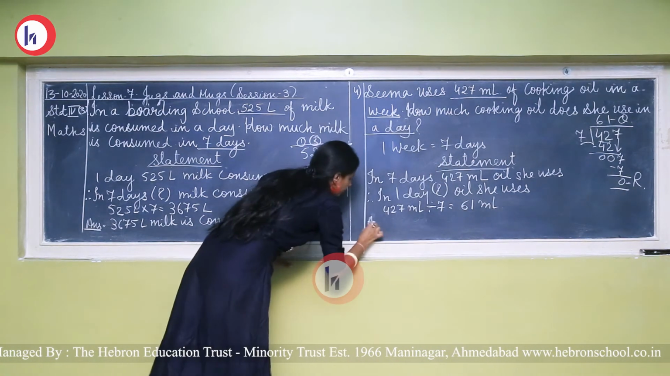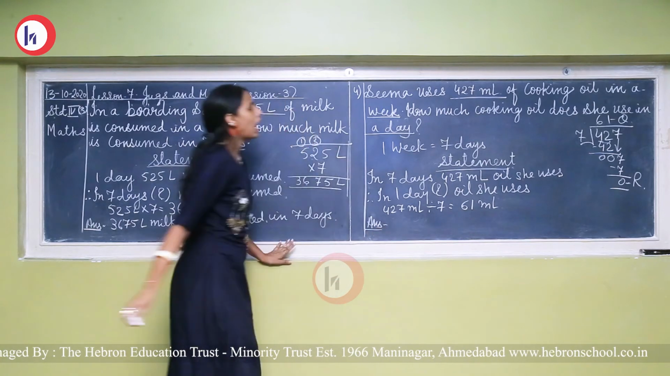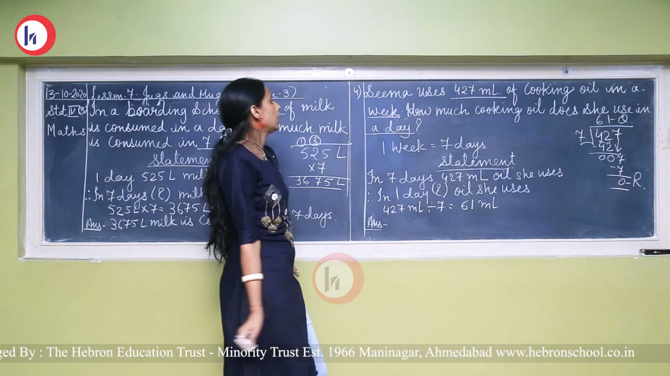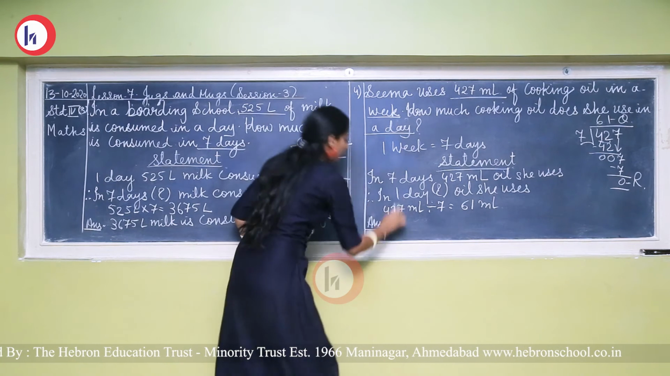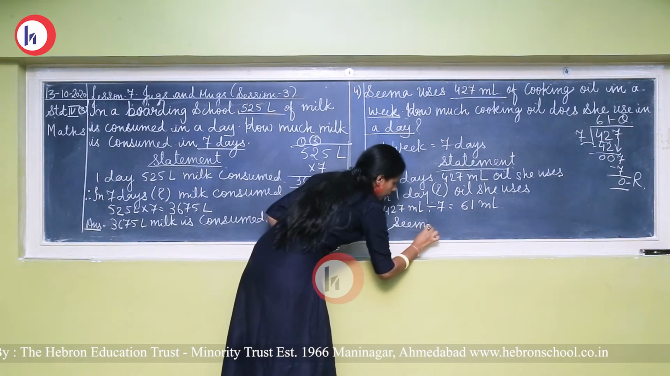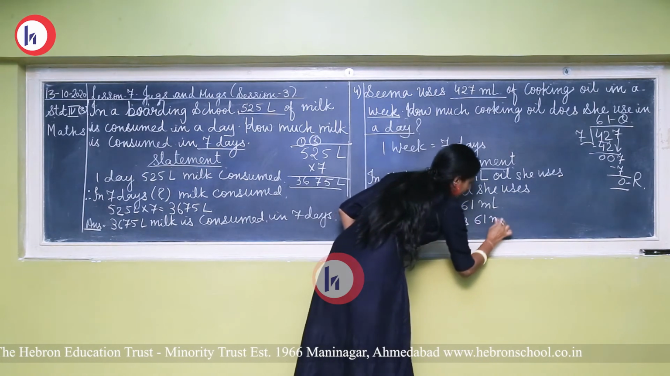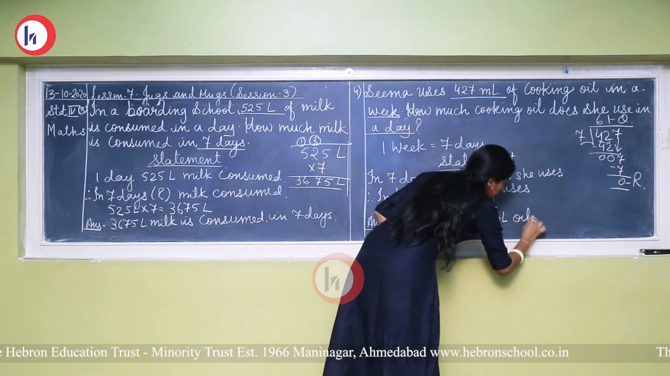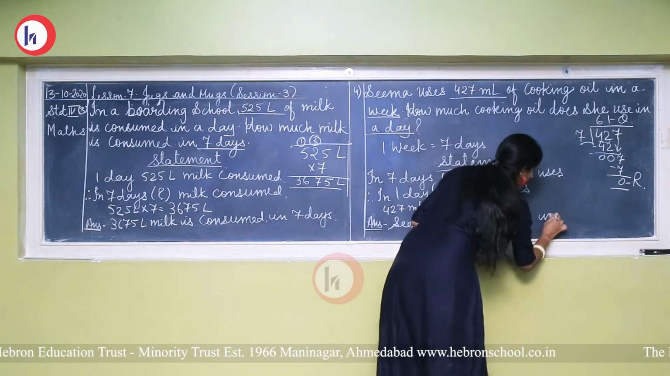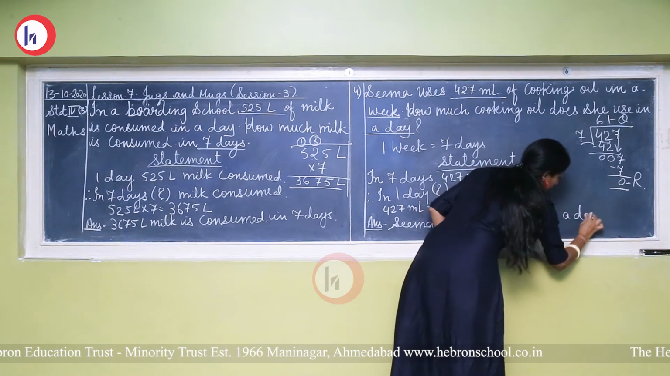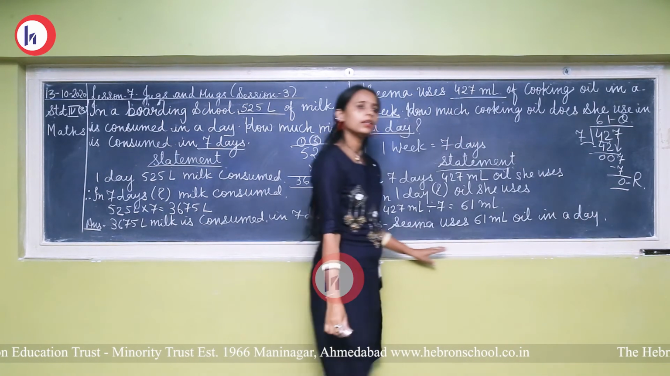Now, answer. How much cooking oil does she use in a day? So, Seema uses 61 milliliter oil, means cooking oil, in a day. In a day means in 1 day.